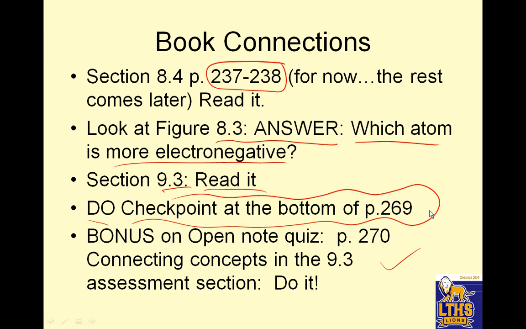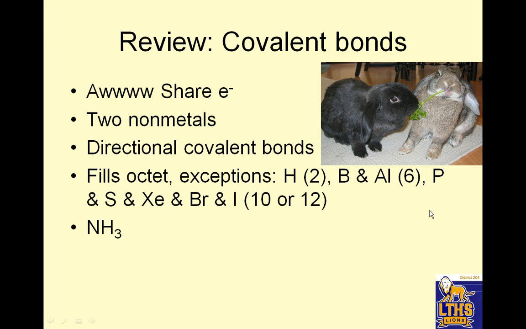All right. So let's review. Covalent compounds mean sharing electrons. So there's 2 nonmetals involved. Okay. And then we call it directional covalent bonding because it's in one direction, towards between 2 atoms. The electrons are stuck there.